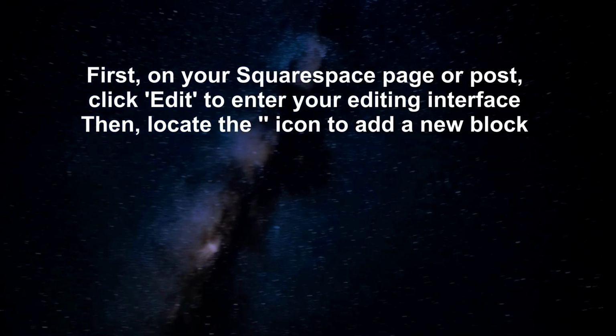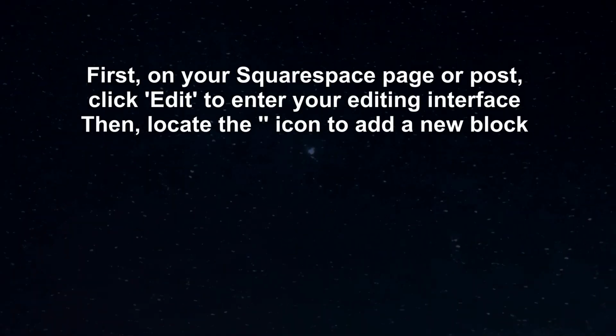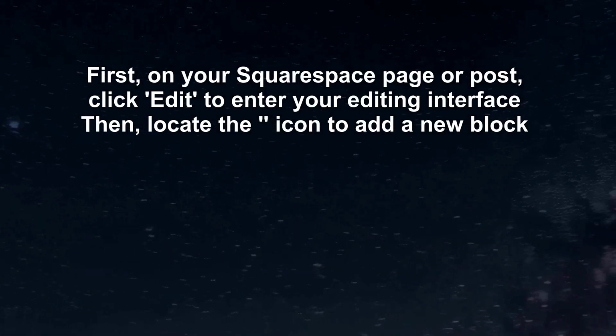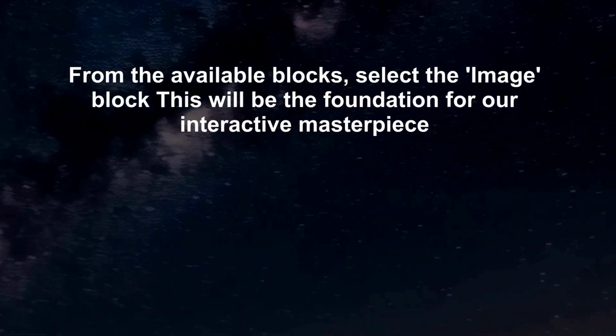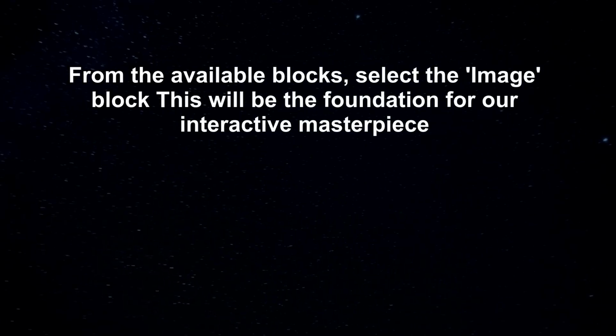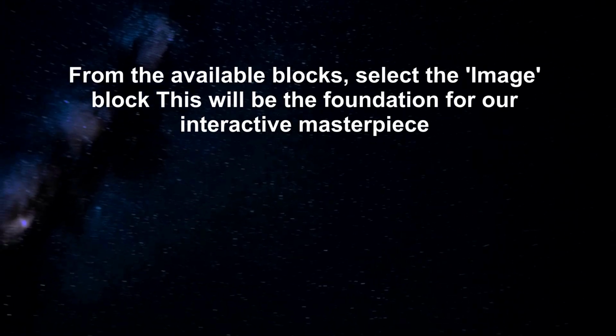First, on your Squarespace page or post, click Edit to enter your editing interface. Then, locate the icon to add a new block. From the available blocks, select the Image block. This will be the foundation for our interactive masterpiece.